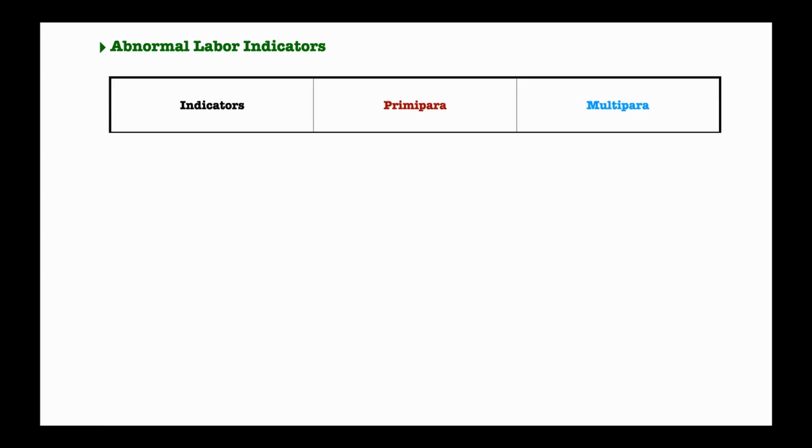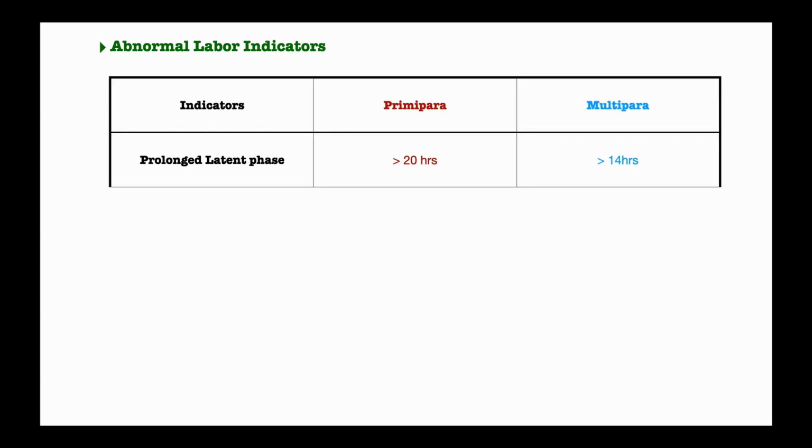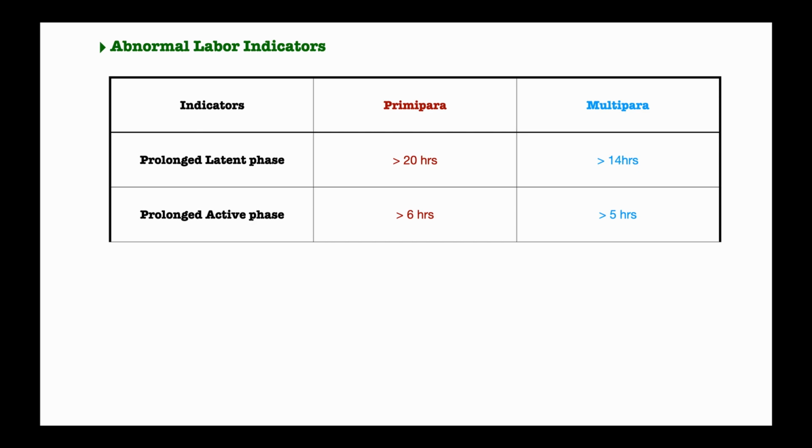Now, we are going to look at the indicators of abnormal labor. And so, we pick a prolonged latent phase when it lasts for more than 20 hours in the primipara or more than 14 hours in the multipara. And a prolonged active phase is when it lasts for more than 6 hours in the primipara and more than 5 hours in the multipara.